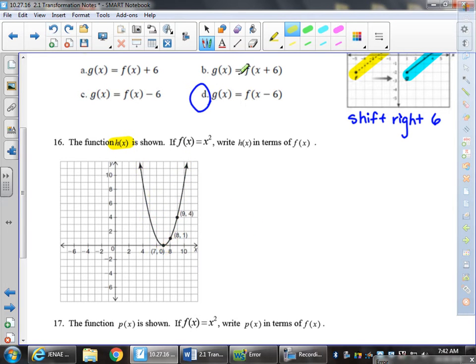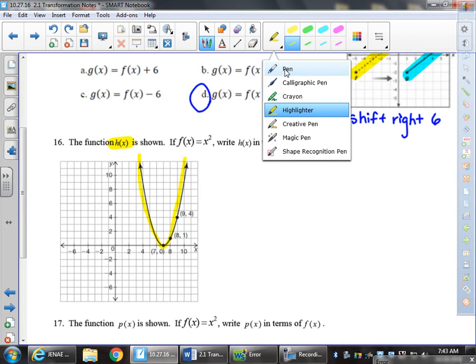So this is H. Okay, now we know what's what. H of x is shown. Now it says, if f of x equals x squared, what function would we call this? I'm thinking of a vocabulary that starts with a P. Parent function. Has any change occurred to this function? No. This is my parent function.